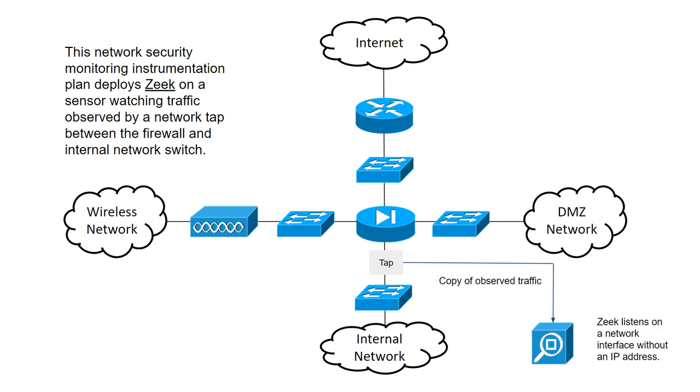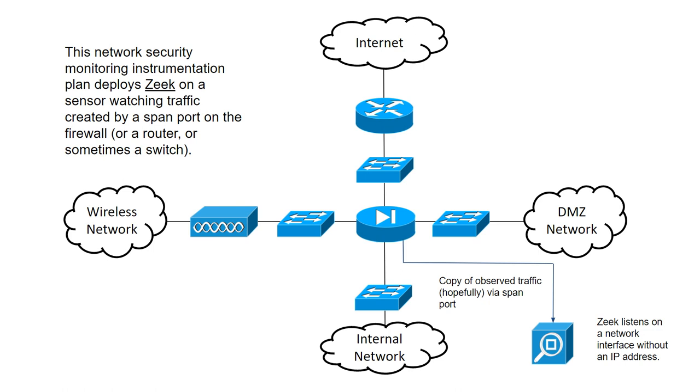That sensor, as we see in the lower right-hand side, would simply sit there and collect the traffic that it's seeing on a network interface that would have no IP address. And something like Zeek would watch that network interface, transform the traffic that it sees into transaction logs, extracted files, notices, all the other NSM data that we have come to know and love using Zeek. That is one way to instrument that part of the network using a tap and with Zeek.